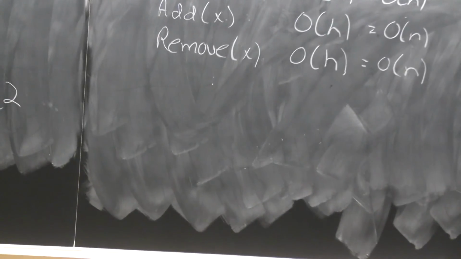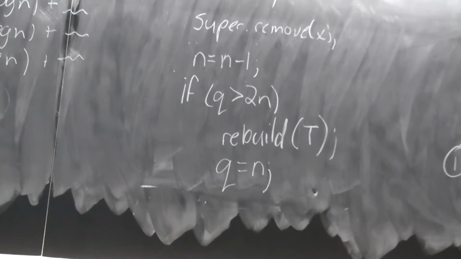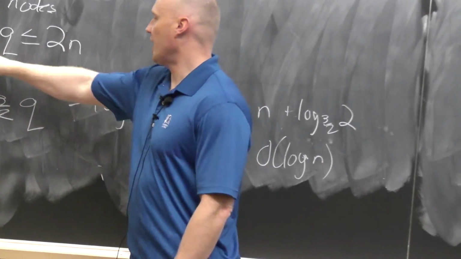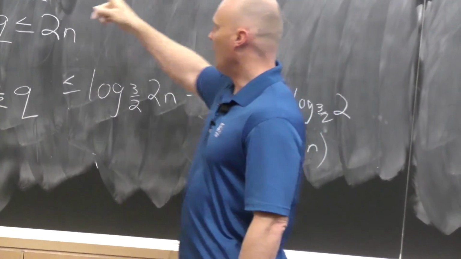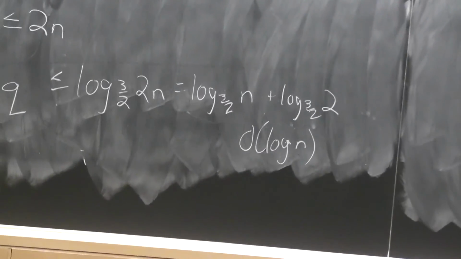So then once we do that, we set q equal to n. And that's it. That's our remove operation. So now our q is equal to n, which is fine. N, the number of nodes, is fine. Height, well, the height is minimal now.